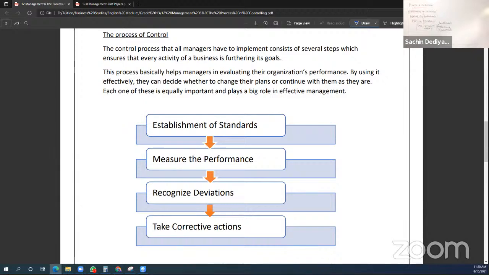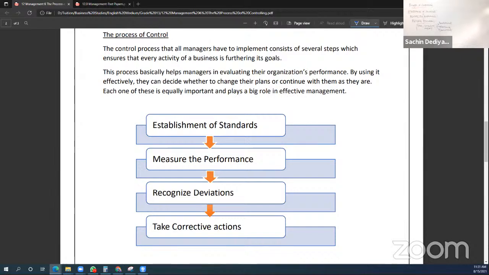Because what happens when you don't have a controlling process is that you will just have your set of goals and objectives, and there would not be any method by which you identify whether you achieved them or not. So there would be just objectives and goals. There's no means of that, because there's no process where you actually check whether you've been able to achieve it or not.